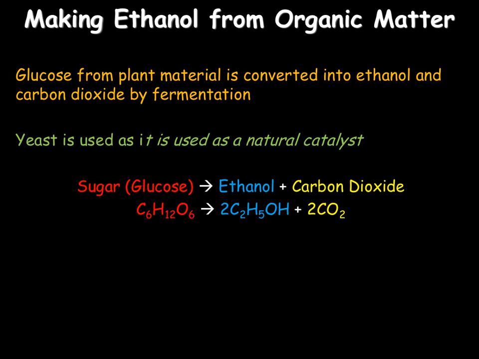As you should remember from B1, when we looked at fermentation, as well as B3, we can make ethanol from organic matter. So glucose from plant matter is converted into ethanol and carbon dioxide by fermentation. This is carried out by yeast, who act as a natural catalyst.